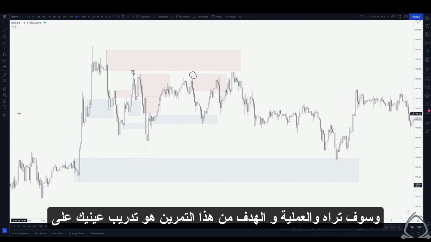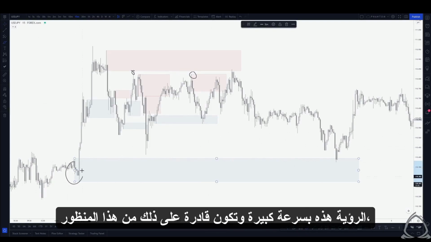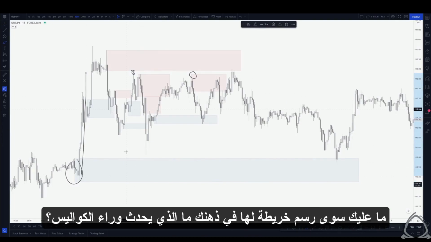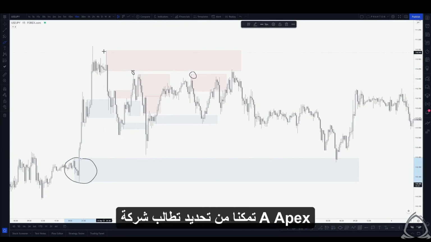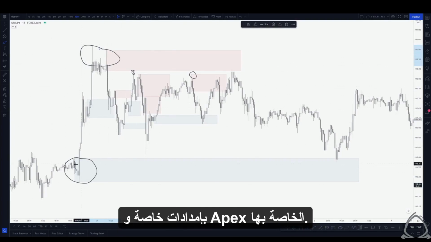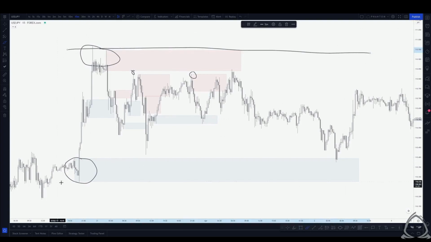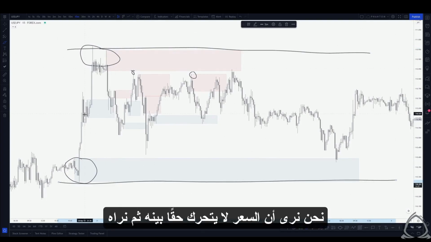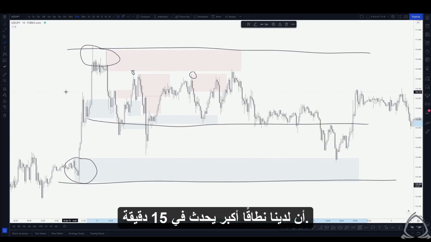And you're going to see it. Really, the point of that exercise is to train your eyes to see these very quickly and map out in your mind what's happening behind the scenes. Because again, we've been able to identify an apex demand zone and an apex supply zone. We're seeing that price isn't really moving between them, and then we see that we have a larger range that's happening, say, on a 15-minute.